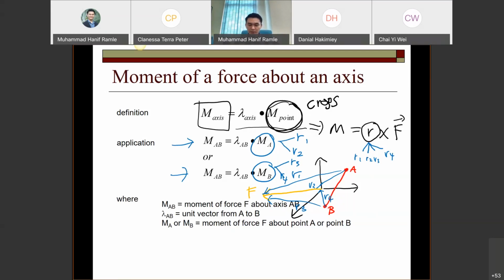We know the equation M axis is the moment of force about an axis. Let's say AB is the axis, and lambda AB is the unit vector from A to B. From A to B, the unit vector must be in terms of i, j, k form. And then MA or MB is the moment of force about a point. We have two different points as shown in the slide. All right, so far so good.